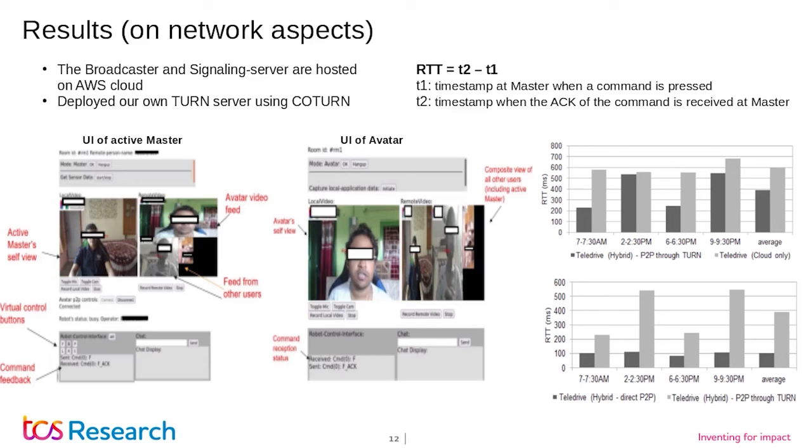We took the data in different time segments of a day: in the morning, in the afternoon, in the evening, and in the night. It is clear that our Teledrive hybrid has shown better performance than the cloud-based only model. Along with that, we have plotted another plot where we compared our hybrid Teledrive when the P2P is direct P2P versus P2P through TURN. At that time also we have seen that direct P2P has shown much better results.